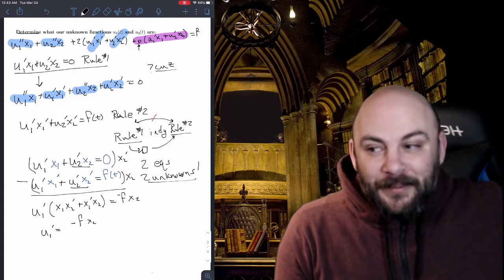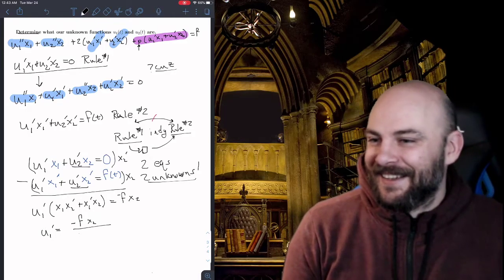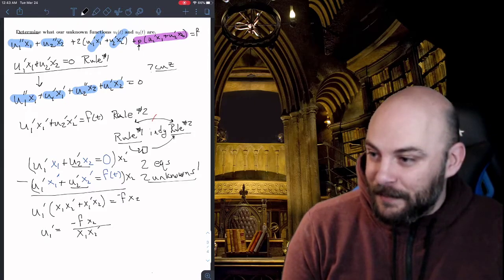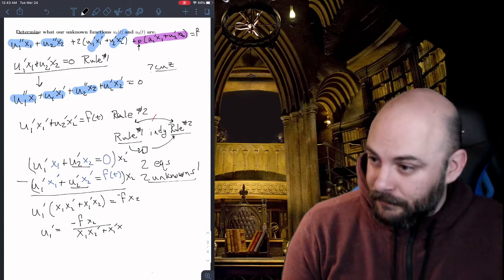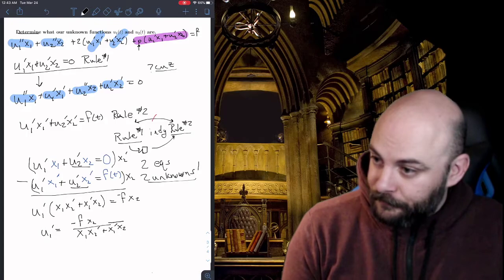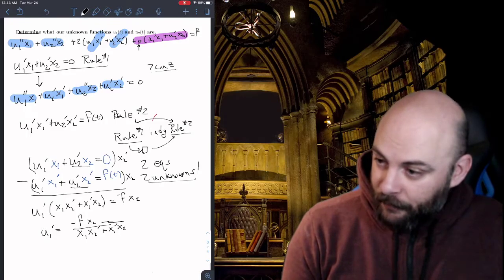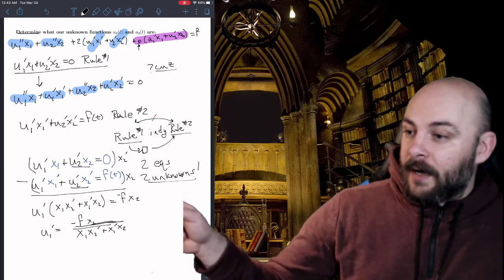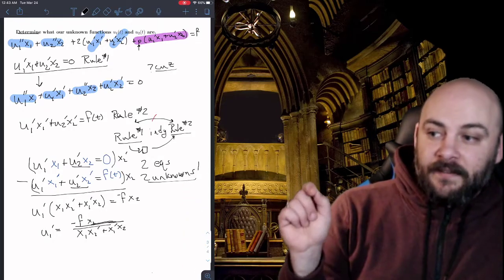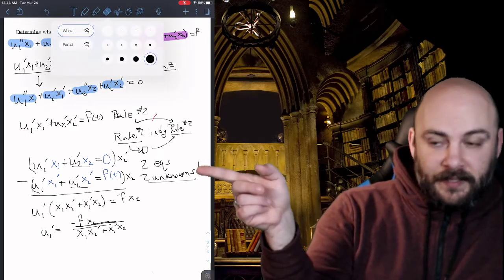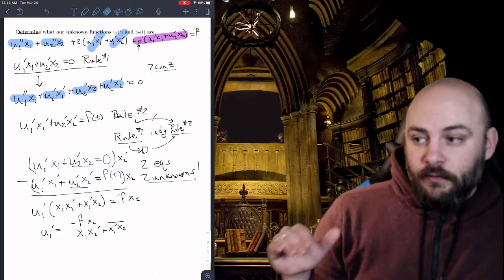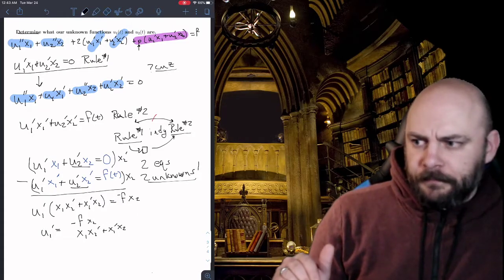I 100% made a sign mistake. I'm just noticing it now. That plus is supposed to be a minus, and still didn't fix it there. Cool. I have a really hard time with this fraction right here, so bear with me. Anyway, if that's a minus, that's going to equal negative f times x2, because that's what we have to multiply the second equation by. Take all of this and solve it for u1 prime.